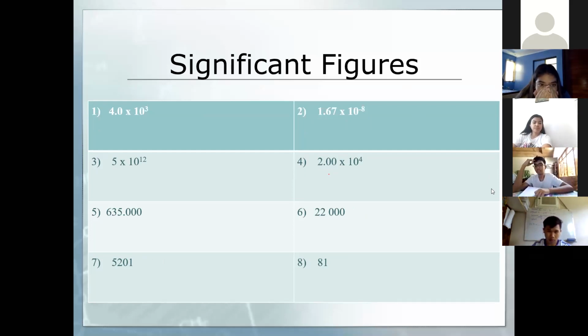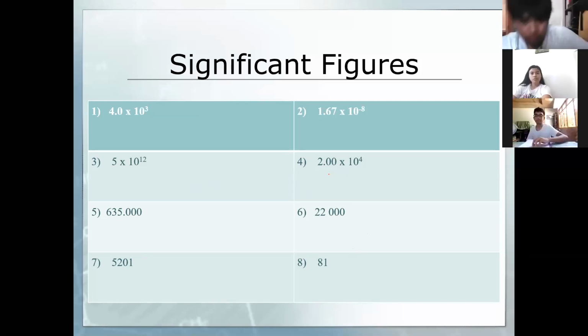Let's start with number 8. Number 8, you only have 2, obviously. Number 7, you have 4 significant digits. How about number 6? Christopher, how many significant digits are there in number 6? 2, sir. The answer is 2, correct. Very good.